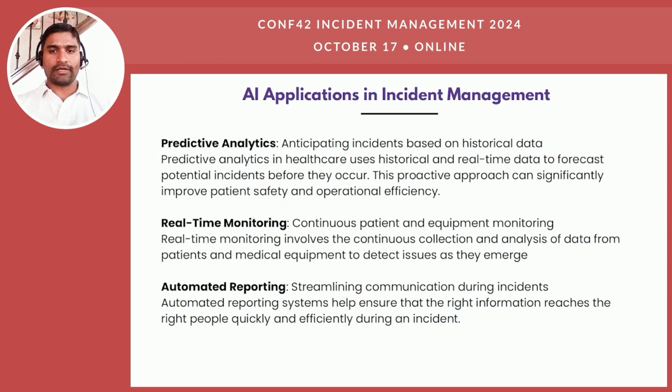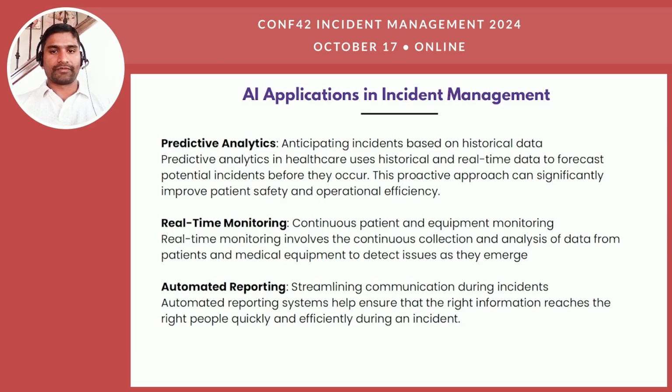Let's talk about the AI applications in incident management. AI is playing a pivotal role in enhancing incident management within healthcare settings. By leveraging advanced technologies, healthcare organizations can improve patient safety, streamline operations, and respond more effectively to adverse events. Here is an in-depth look at three key applications of AI in incident management, which are predictive analytics, real-time monitoring, and automated reporting.